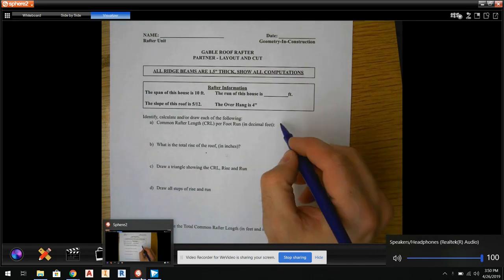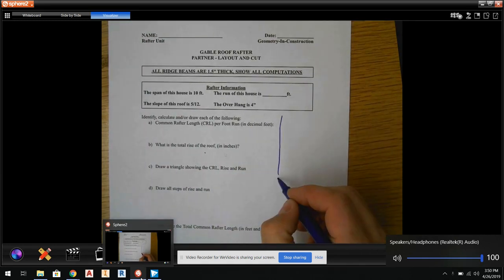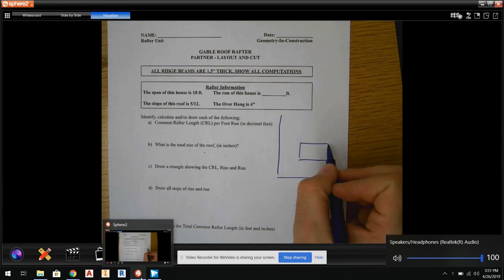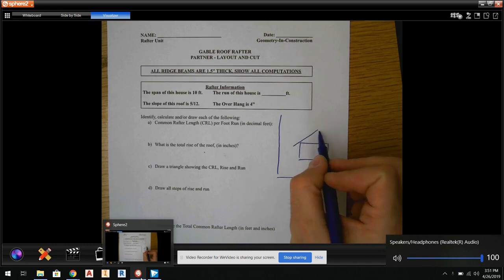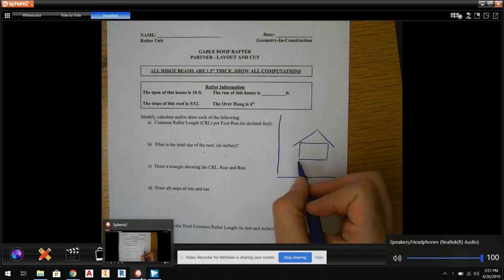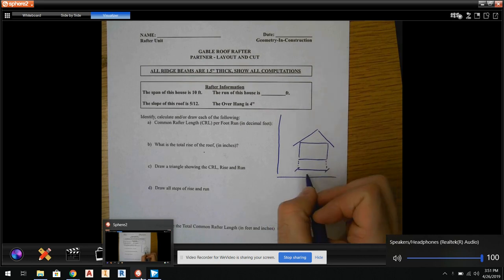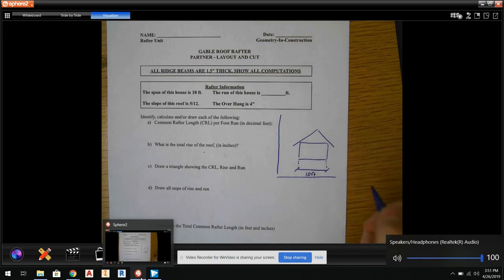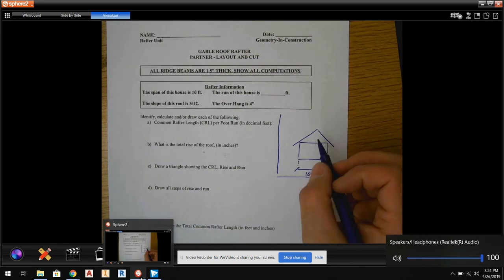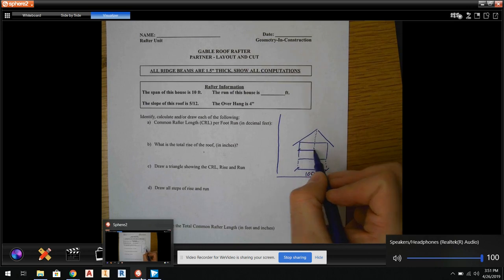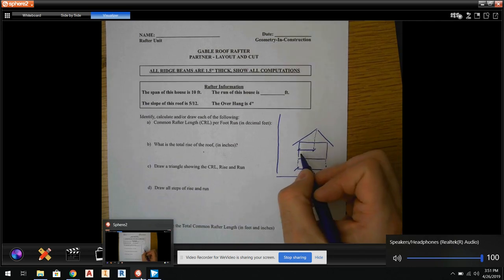So in this space right here, we're going to draw a quick sketch of what this would look like. If this is the bottom of the house and this is the gable, the span means from outside edge to outside edge of the house, it is 10 feet. Not very realistic, but this is just an example. So that means if you were to draw a line straight down from the middle of the roof, the run is equal to half the span, which is 5 feet.